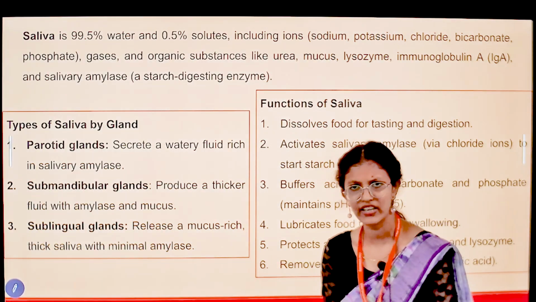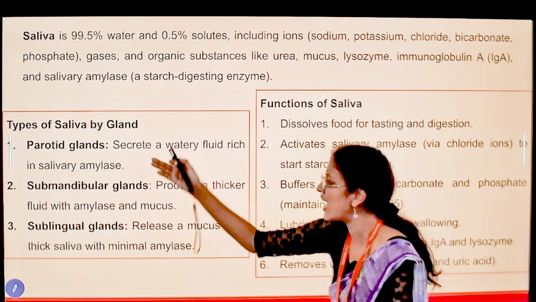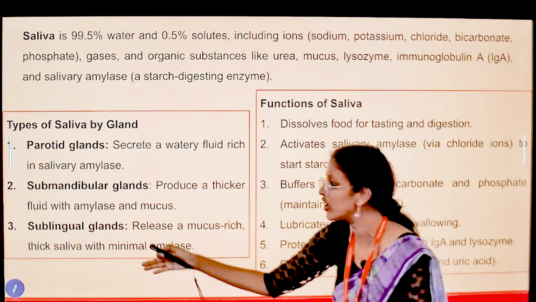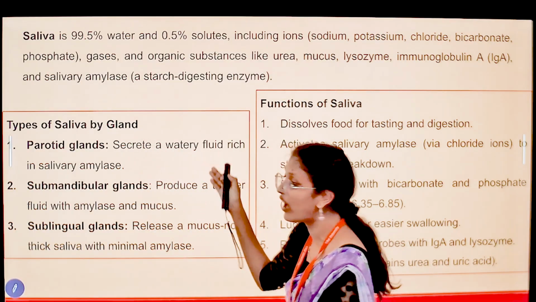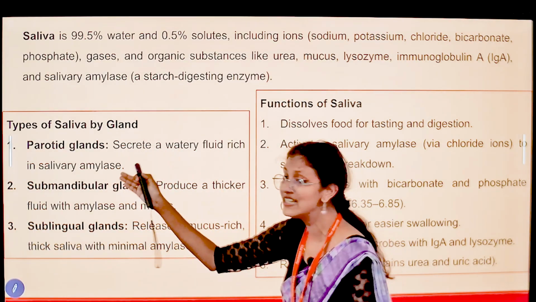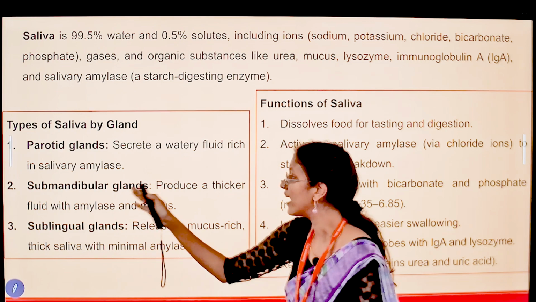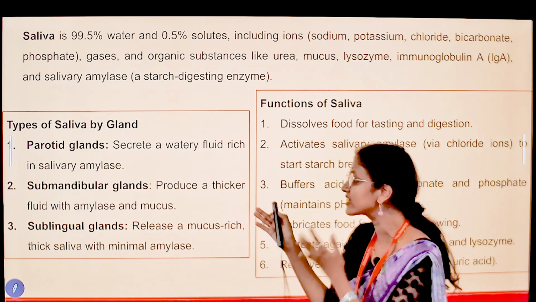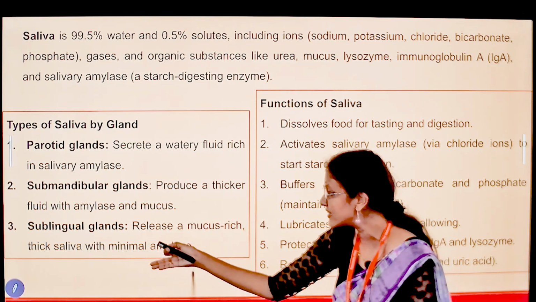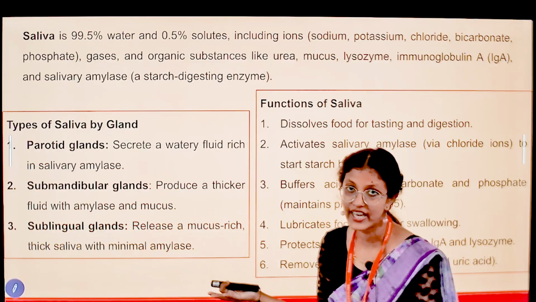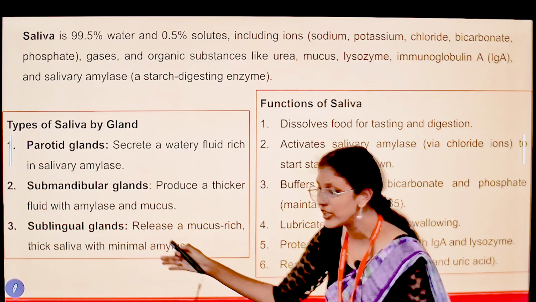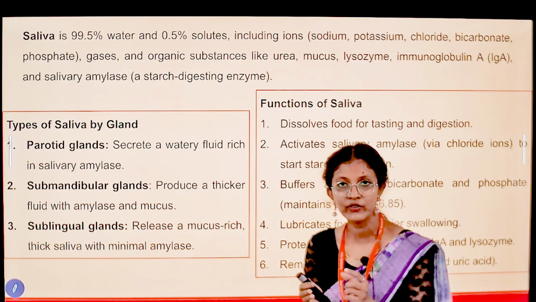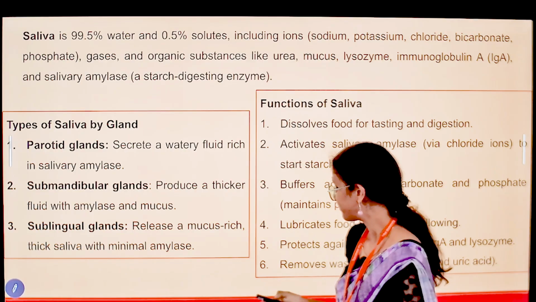And what are the types of salivary glands? The same: the parotid gland, the submandibular glands and the sublingual. The parotid gland secretes a watery fluid with salivary amylase, and the submandibular produces a thicker fluid with amylase enzyme and mucus, which is why it is thicker, and the sublingual produces very little and it is very thick.